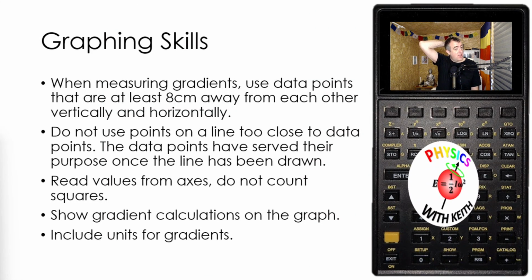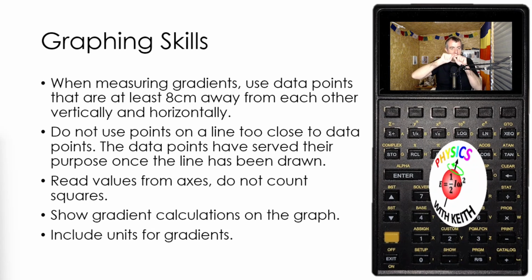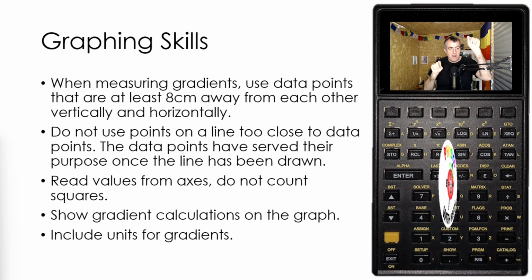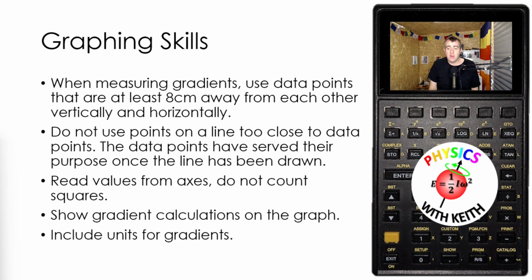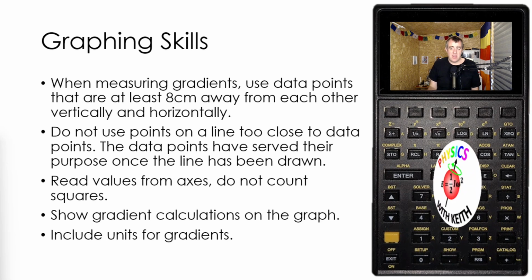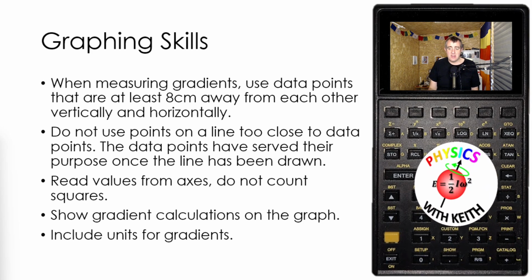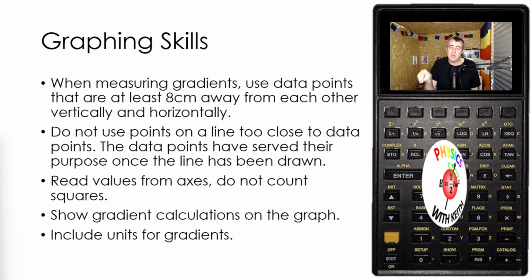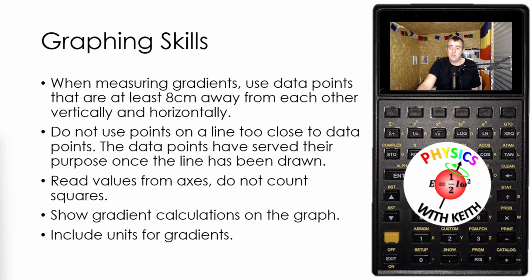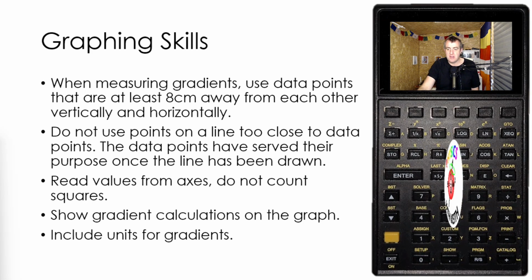So when we do those gradient calculations, the key thing is the points on your graph, as far away as they are, they need to be at least 8 centimeters away from each other vertically and horizontally. So that's important. Don't count the squares. Use the values from the x and y axes. Don't be counting squares. That's how you learn to do gradients in maths, but it's a terrible habit to get into. Not for gradients. We will for areas, but that comes later.